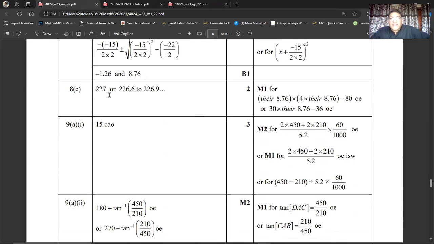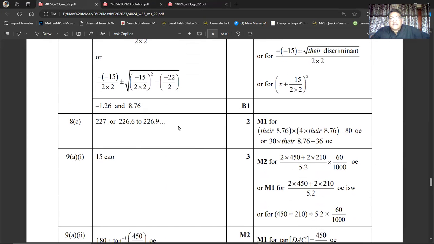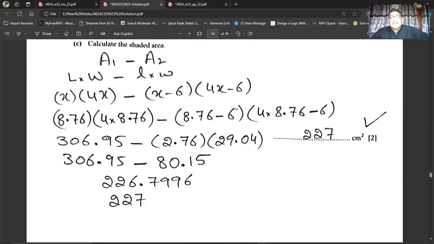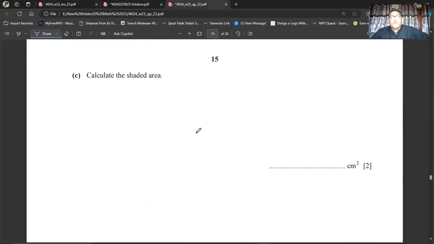227 is the right answer, sir. You can see from the marking scheme, this is the marking scheme. And this is how this is done. I hope you understand.